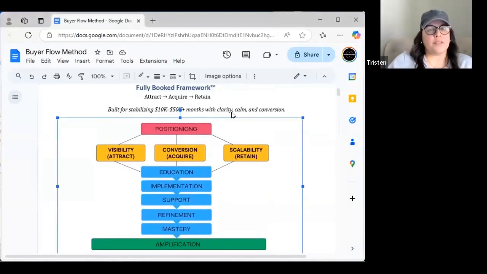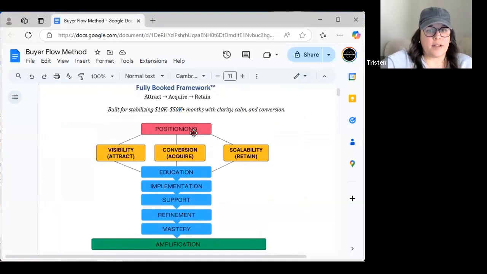So now that I've walked you through all of it, let's go back and look at our little graphic, the fully booked framework. So the foundation is positioning, right? Up here, positioning. That's the main pillar. Then we go into visibility, conversion, and scalability. Those are the 3 things that our business needs to do. Remember, attract, acquire, retain. Now, the way that we implement all of these 4 pillars is through the accelerate method. So we educate, implement, support, refine, master. Once we get there, that's where amplification comes in. That's where we're able to really throw some gasoline on this fire and blow it all up.